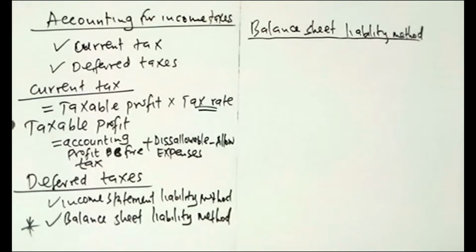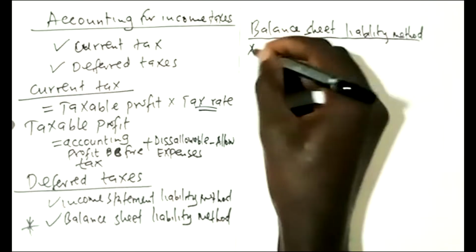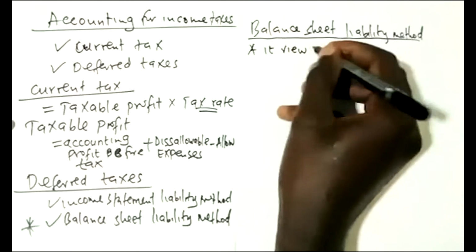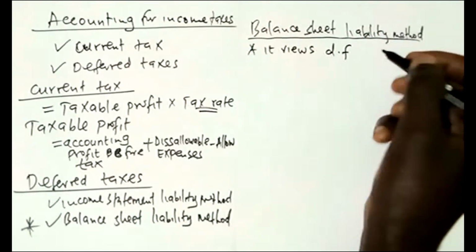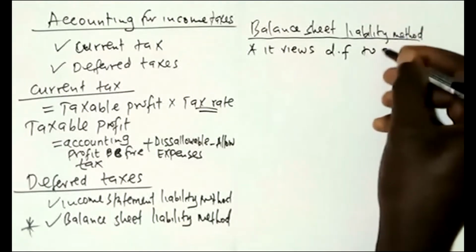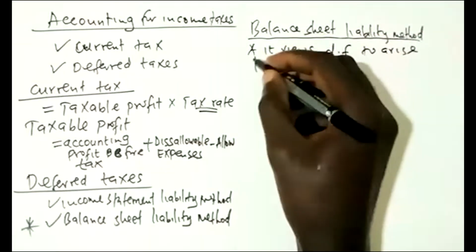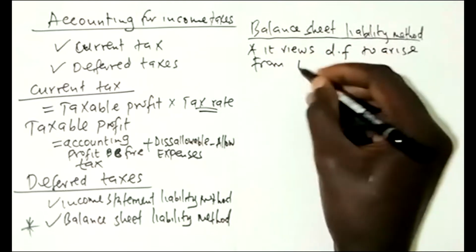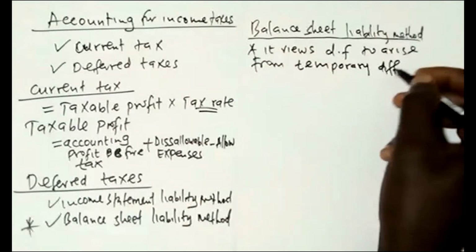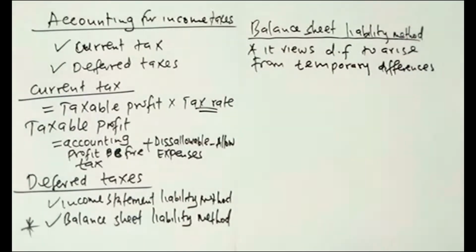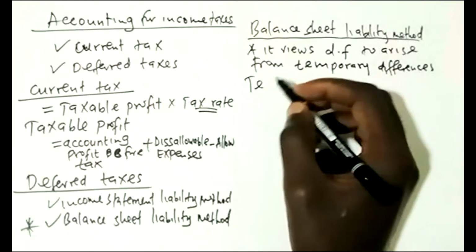Now, since the balance sheet liability method is the one which is used, we always say that it views deferred tax to arise from temporary differences. That is why we go ahead and say that.